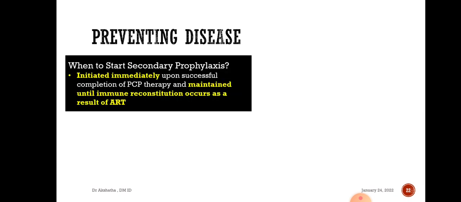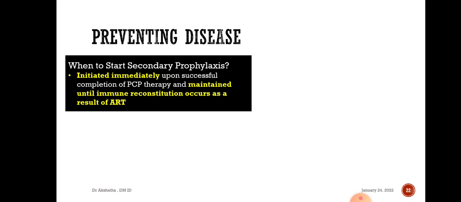So next is preventing the disease. How to prevent the disease? There are two types of prophylaxis. Primary prophylaxis: as we all know, whenever a newly diagnosed PLHA has a CD4 count of less than 200, the patient will be started on PCP prophylaxis, that is Septran or cotrimoxazole double strength dose, OD dose. That is your primary prophylaxis, to prevent the disease.